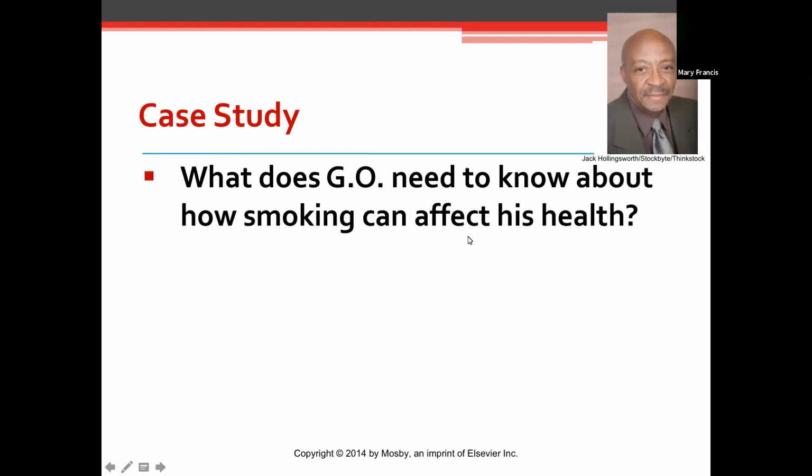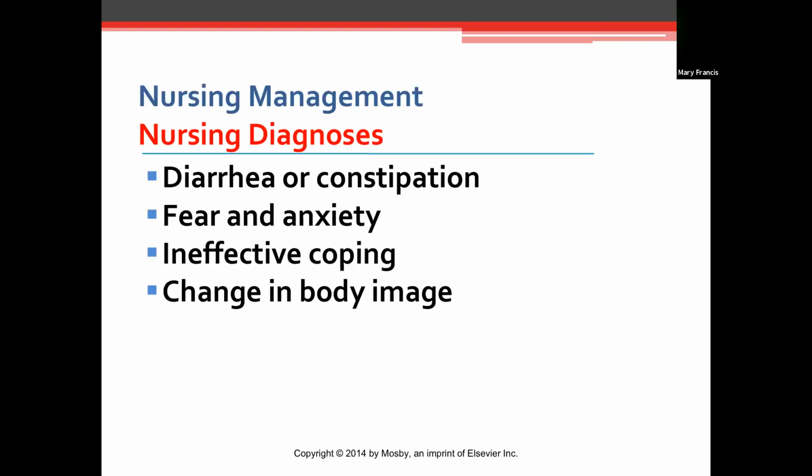What does Gio need to know about how smoking can affect his health? It is very difficult because you don't want them to feel as if they're being punished, but smoking can have a hazardous outcome. It can also contribute to metastasis. This information has to be shared with him.